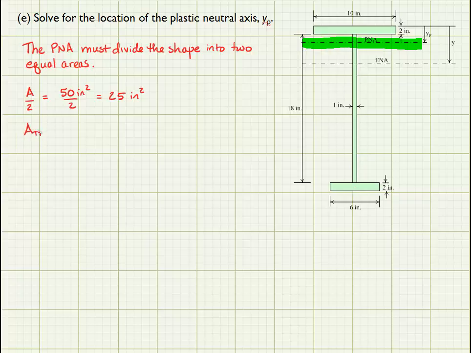So the area for the top flange is equal to 10 inches by 2 inches, or 20 square inches, which is smaller than half of the total area. So that tells us that the plastic neutral axis is either going to be in the web or in the bottom flange. And if I mentally compute the area of the web, it's 18 square inches. 20 plus 18 is 38 square inches, which is greater than 25 inches squared. So it follows that the plastic neutral axis has to be in the web.